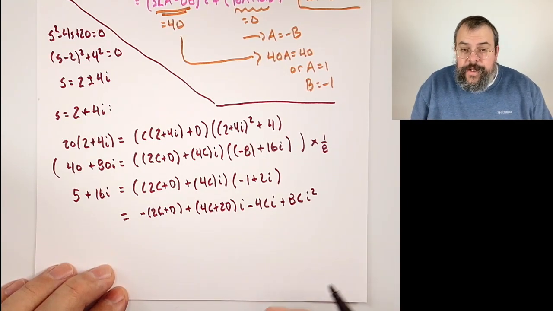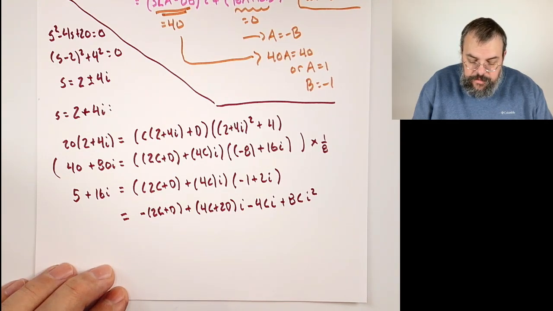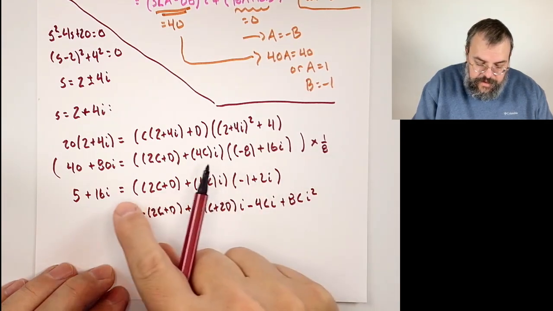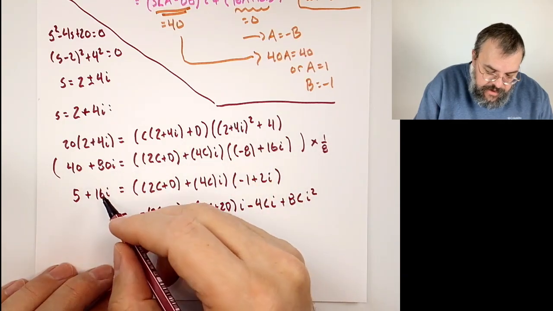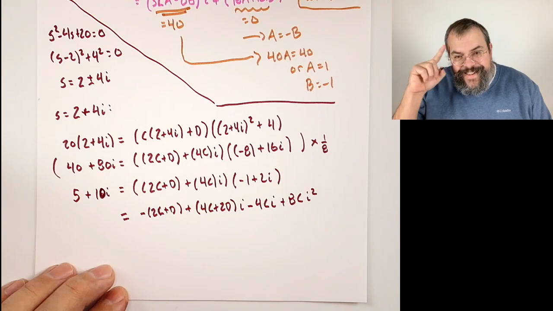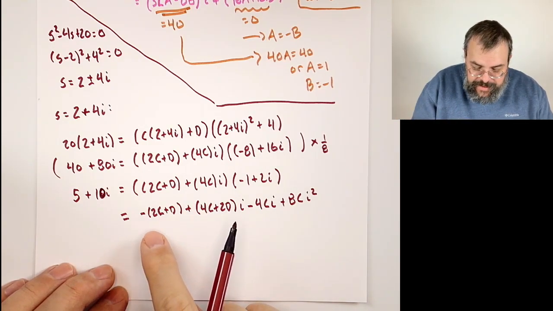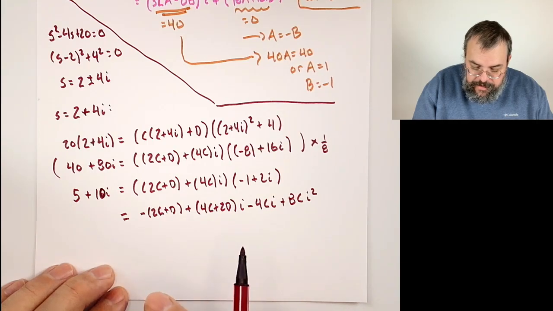But we now group. And, well, whoops. 80 times an eighth, that's 10, not 16. Sorry. Sometimes you gotta double check your work. All right. What do we have?